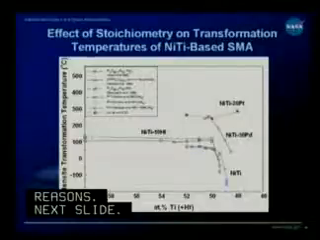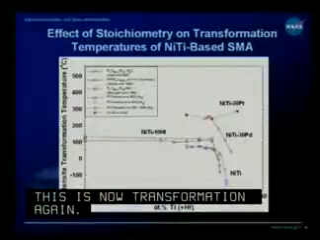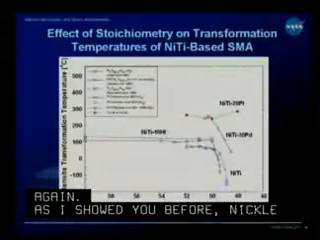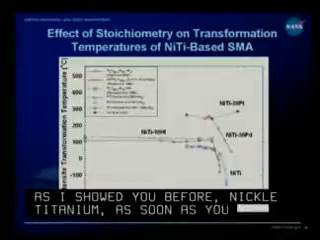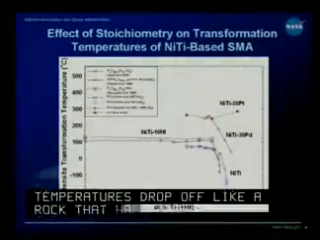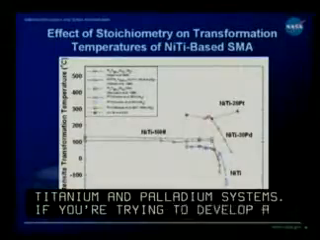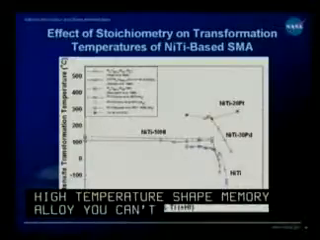This is now transformation temperature, again, as a function of stoichiometry or titanium content. As I showed you before, nickel titanium, as soon as you go nickel rich, transformation temperatures drop off like a rock. That happens also for the nickel titanium hafnium and the nickel titanium palladium systems. So if you're trying to develop a high temperature shape memory alloy, you certainly can't work on that side of stoichiometry because you're not going to have a high transformation temperature.